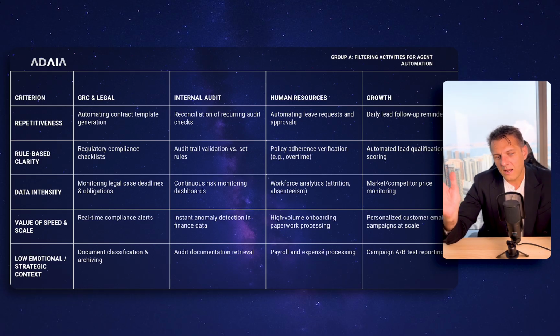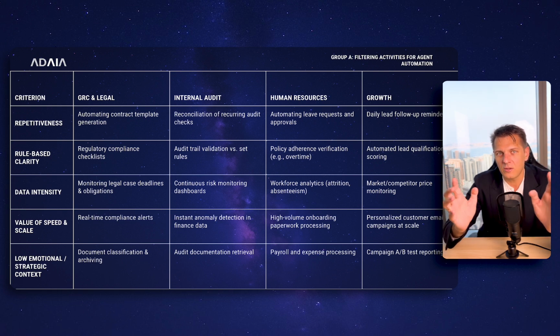Next category of the areas and cases is the rule-based clarity. So if something is in a way that you can describe it and formalize, if you can put on paper how exactly you're making these decisions, then these are the good candidates for the AI agents.